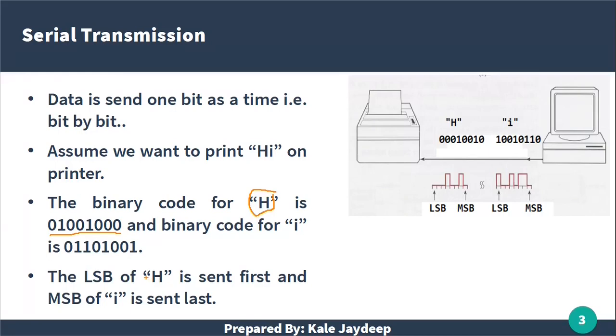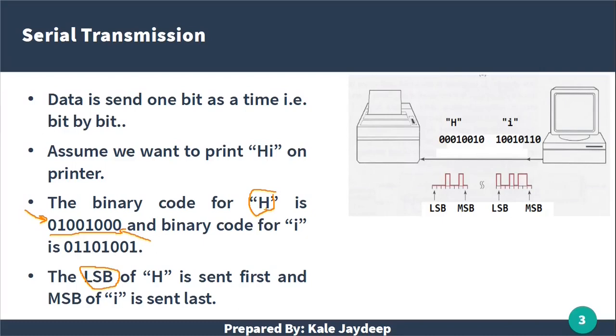Which is LSB and which is MSB? The bit which is present on the leftmost side can be considered as MSB, that is the most significant bit. And the bit which is present on the rightmost side can be considered as LSB, that is the least significant bit. In case of serial transmission, which bit will be transmitted first, MSB or LSB? The LSB, the least significant bit, will be transmitted first.